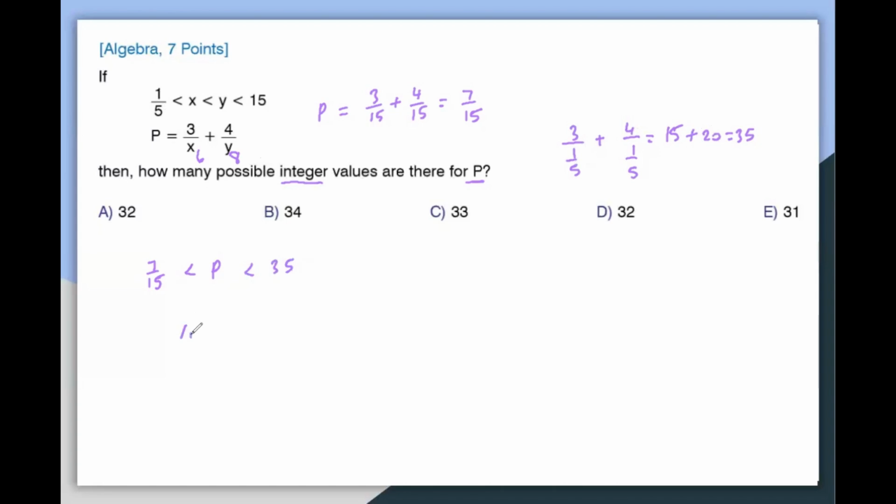So anything between 1, 2, 3, all the way to 34 is achievable, but nothing else. So we have 34 integer values of p. I hope that was clear. I'll see you in the next video.